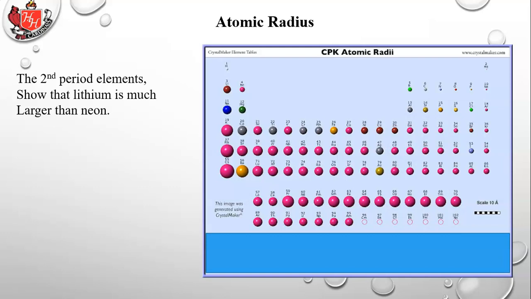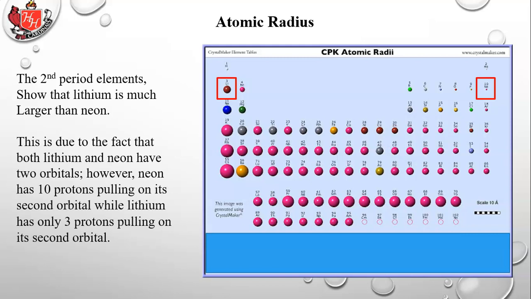Again, the number of protons increases as you go from left to right, even though the number of orbitals stays the same. So the electrons in both the first and second orbitals are pulled in more tightly for fluorine and neon. So there you see lithium, and then way over there on the right in the red box you see neon. This is due to the fact that both lithium and neon have 2 orbitals. However, neon has 10 protons pulling on its second orbital, while lithium has only 3 protons pulling on its second orbital. So lithium will be much larger than neon.